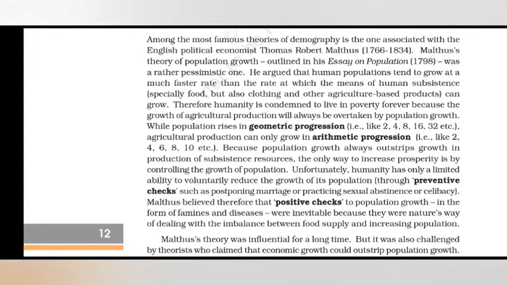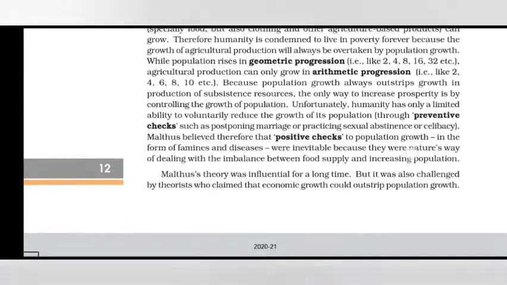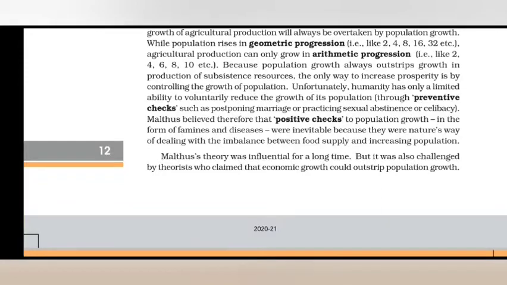Therefore, humanity is condemned to live in poverty forever, because the growth of agricultural production will always be overtaken by population growth. While population rises in geometric progression, agricultural production can only grow in arithmetic progression. Because population growth always outstrips growth in production of subsistence resources, the only way to increase prosperity is by controlling the growth of population. Unfortunately, humanity has only a limited ability to voluntarily reduce the growth of its population.